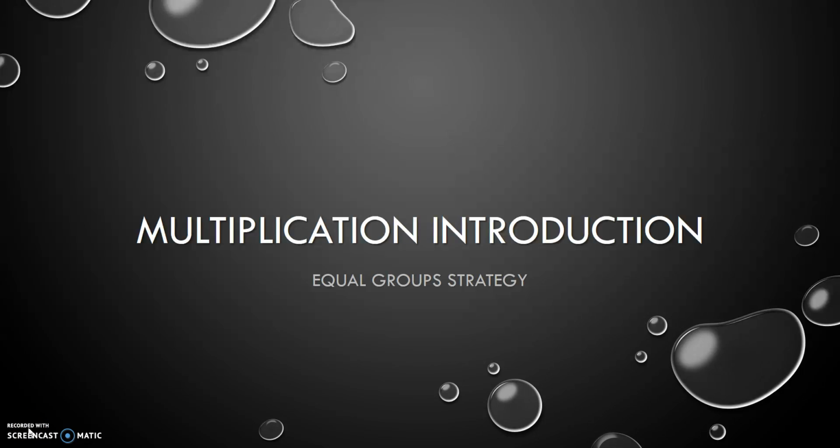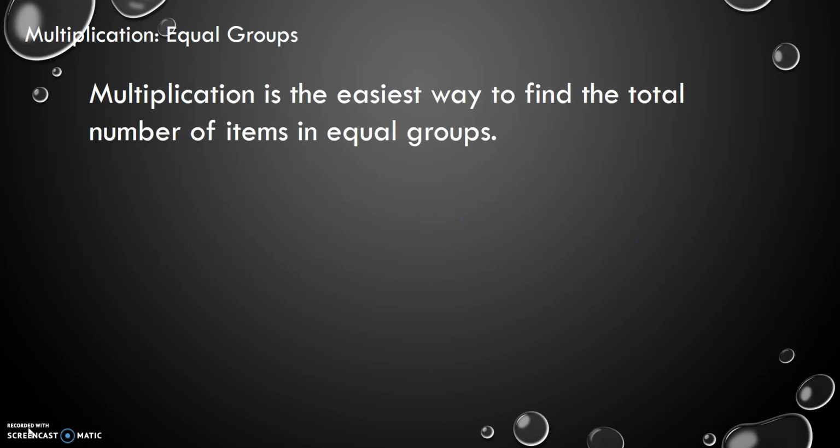We are going to start looking at multiplication. So today we're going to learn a little bit about multiplication as well as how to solve multiplication problems using an equal groups strategy. So multiplication is the easiest way to find the total number of items in equal groups, and we're going to be talking about what that means.